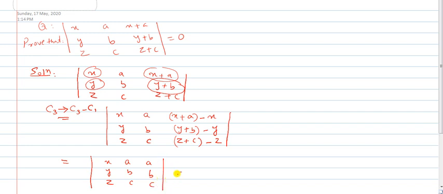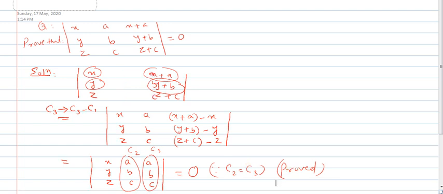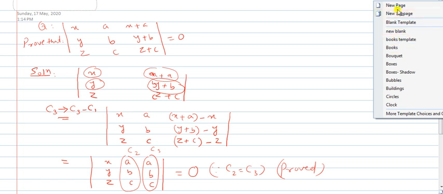Now we know a property that when two columns or two rows are identical, the determinant value becomes 0. Look at column number 2 and column number 3, they are identical, hence the determinant value will become 0. You will write here: since column number 2 is identical with column number 3. So this completes my proof. Pause the video for some time and complete the notes regarding this.